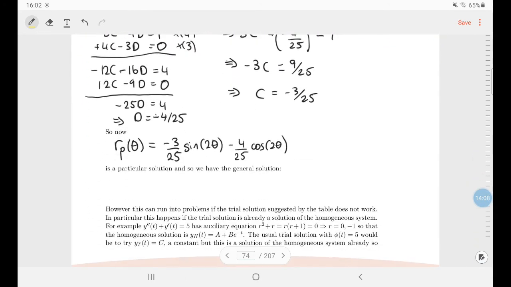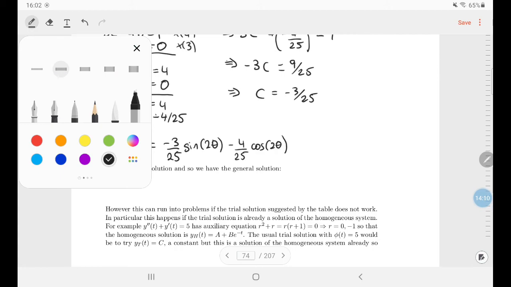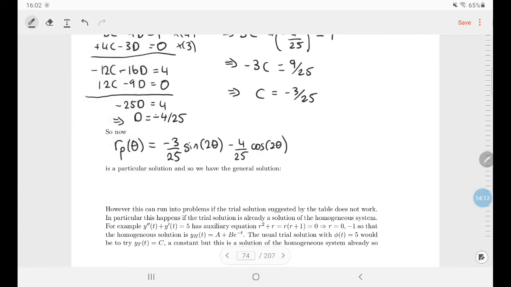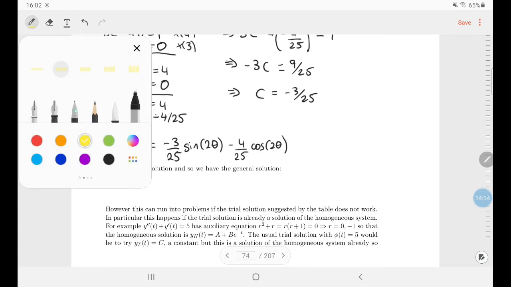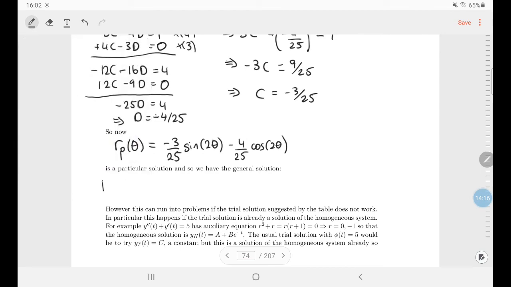So it's 2 minus 1s. So that's the homogeneous plus the particular, and that is the general solution.